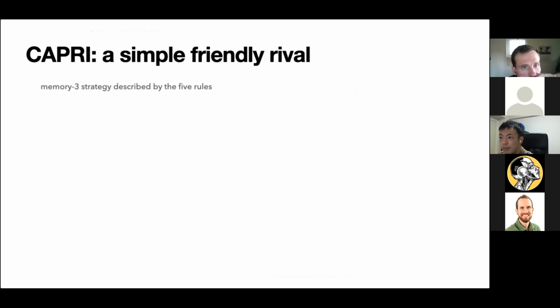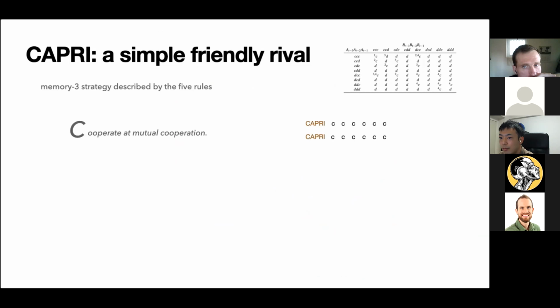However, we found one friendly rival which is easy to interpret. The strategy is defined by this action table. We named it Capri after 5 simple rules that describe the behavior. The first rule is cooperate at mutual cooperation. When you are cooperating with your co-player, just keep cooperation.